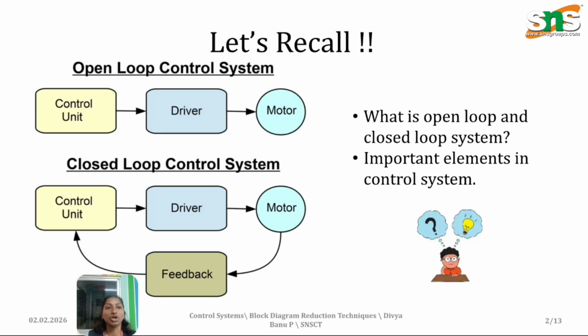Before going into the topic, let us recall what an open loop and a closed loop system are. The open loop is clearly shown in the picture. We will have a control unit, a driver circuit and a motor, but there is no feedback available in the open loop control system. So there we had a drawback: we cannot extract the output that we expect. Whereas in a closed loop control system, we will have a feedback, so we can continue the process till we get the required output. So this is the difference between open loop and closed loop transfer functions.